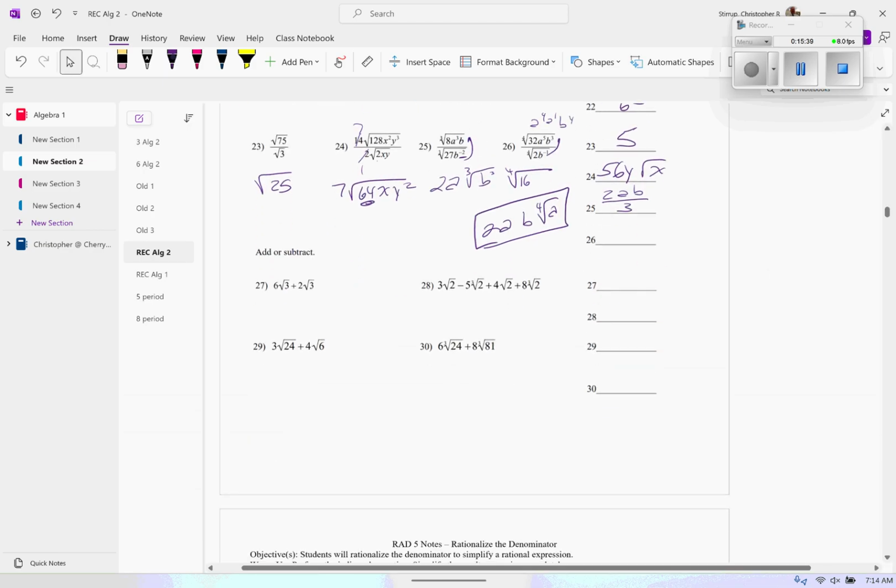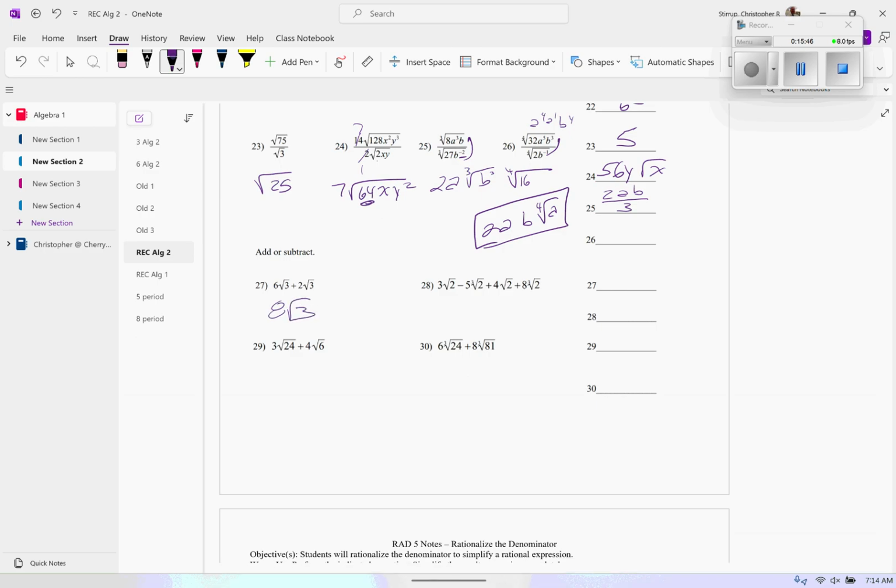Add or subtract, remember if they're like radicals, you can just combine them. So that's going to give me 8 root 3. These are like terms, so that's going to give me 7 root 2. And that's going to give me 3 third root of 2. I have to break 24 down to 4 times 6. 6 is not going to break down, so we're just going to bring it down. Square root of 4 is 2. 2 times the outside 3 is 6. So 6 root 6 plus 4 root 6 is 10 root 6.